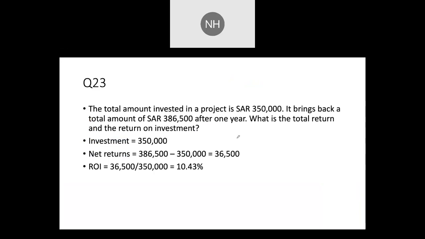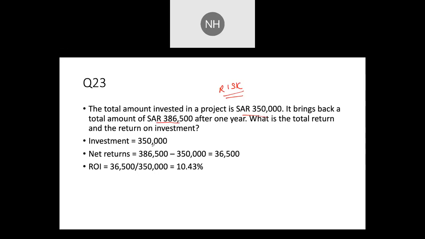Now let's look at question number 23. This is from risk and return, final exam chapter number 3. In this problem, it says that the total amount invested is 350,000, and the total amount after 1 year is 386,500. So what is the total return and the return on investment?